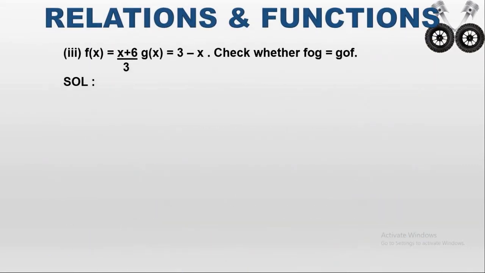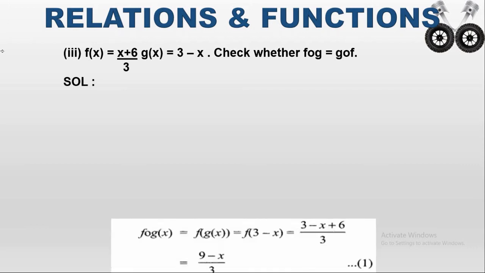Next one: f of x equal to x plus 6 by 3 and g of x equal to 3 minus x. Check whether f composition G equal to G composition f. First we have to find the value for f composition G of x, and next we have to find the value for G composition f of x. Next we have to check whether these two are equal or not.